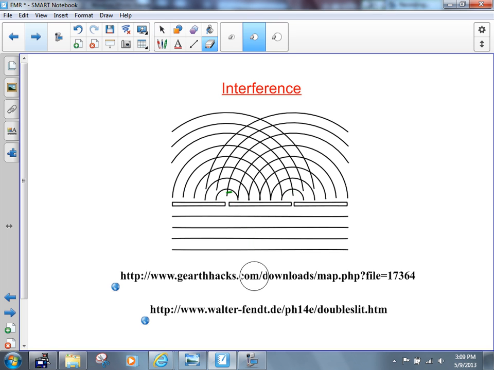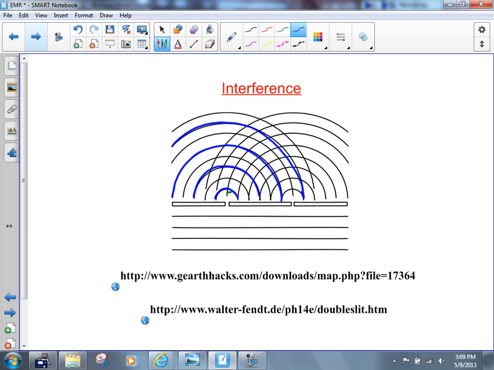I'm going to draw every second line as a blue line. The blue lines are going to represent crests of waves. The black lines that are left over are going to represent the troughs of waves. So we've got a series of crests and troughs produced by that first opening. And we're going to have a series of crests and troughs produced by the second opening as well. Remember, blue lines represent crests, black lines represent troughs. When blue meets blue, or when black meets black, in other words, when crest meets crest or trough meets trough, we're going to get constructive interference.